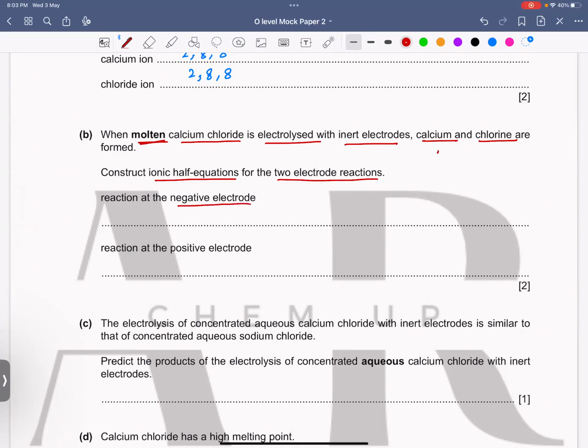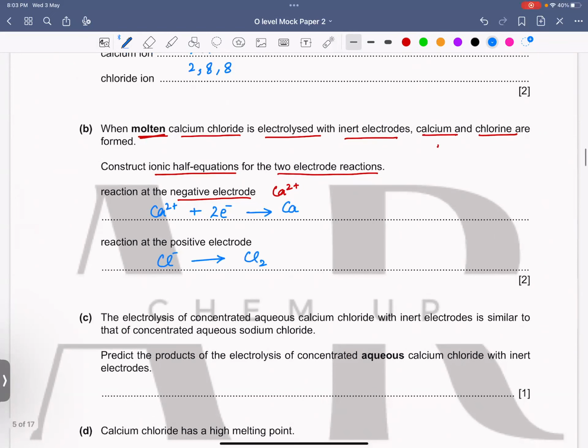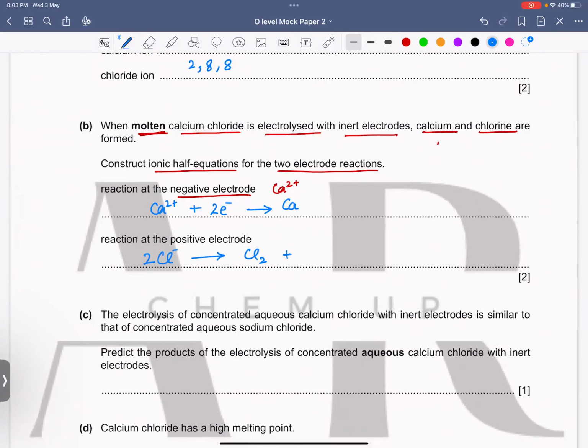So at the negative electrode, obviously the positive ion must be attracted, and the positive ion is a calcium 2 positive ion. When it reaches the negatively charged electrode, it gains electrons and becomes calcium metal. In the same way, at the positive electrode, the chloride ion must be attracted, where it loses its electron to form chlorine. If you recall, chlorine is diatomic, so I will put 2 over here. Then there must be 2 chloride ions, so I will put 2 before the chloride ion, and then 2 electrons must be lost because each chloride ion has 1 extra electron.